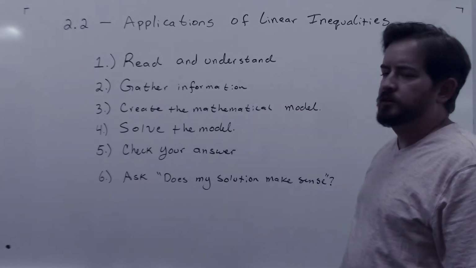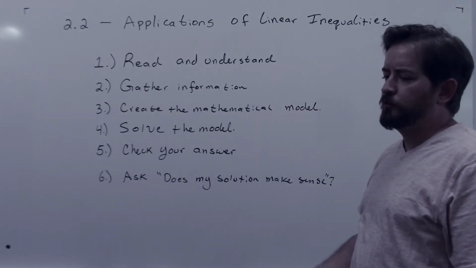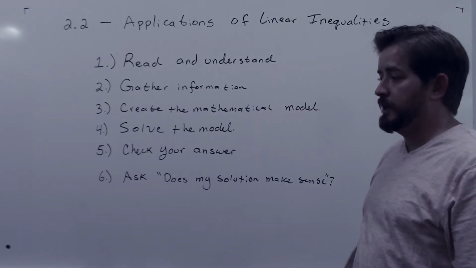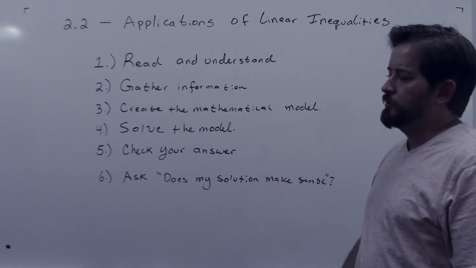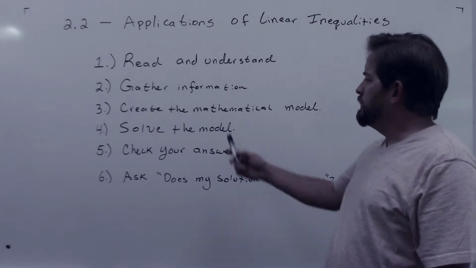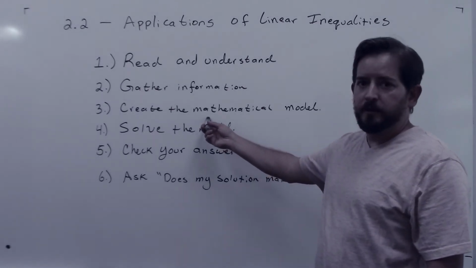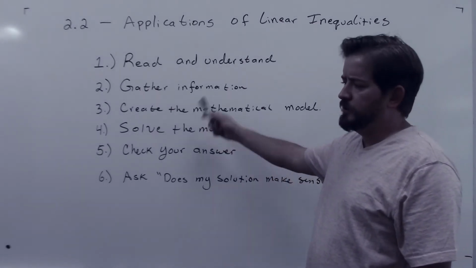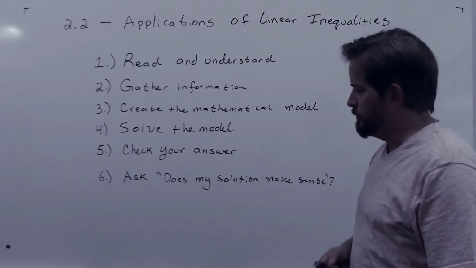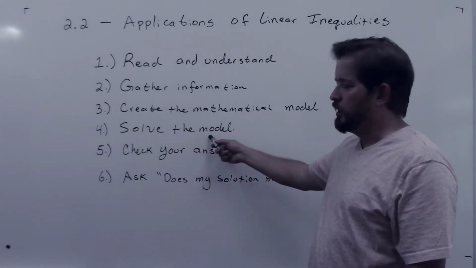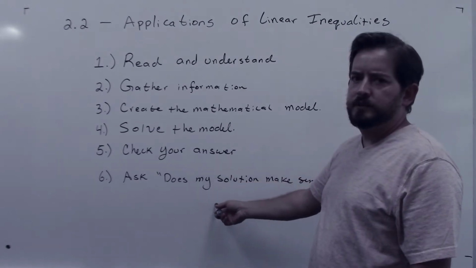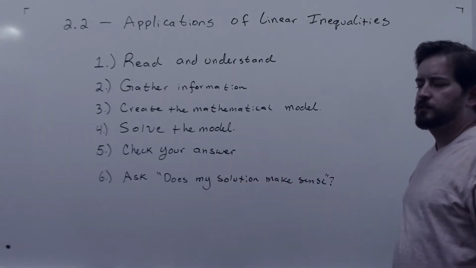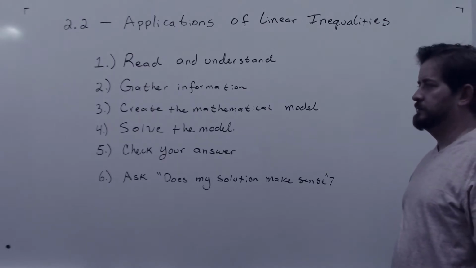And gather information. You can read through it once perhaps, and then gather information on a second read. But take note of important information. And then use that information to create the mathematical model, which is very similar to the model that we saw before. Once you've created that, solve the mathematical model, check your answer. But also, it's good advice to ask yourself, does this answer actually make sense?